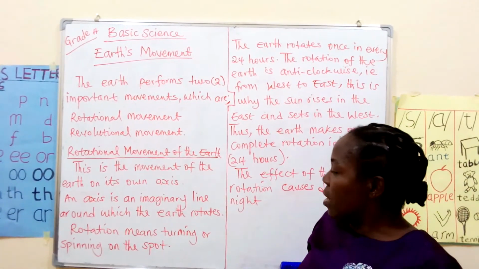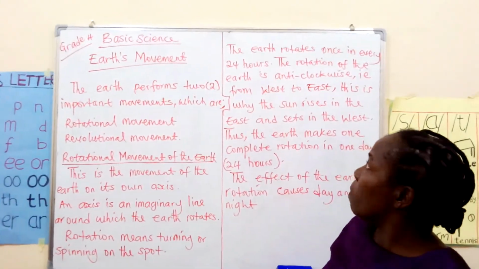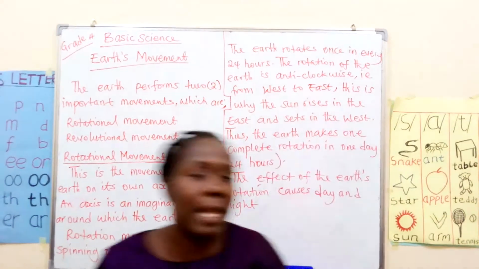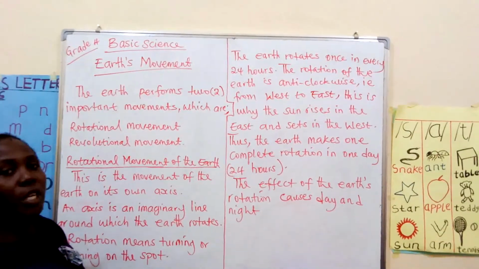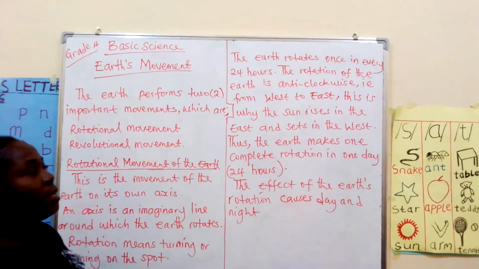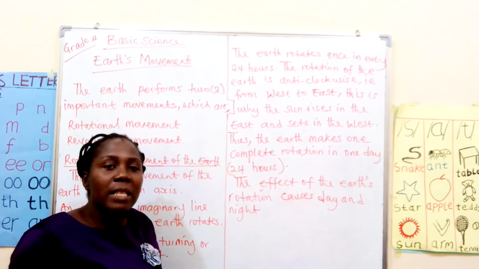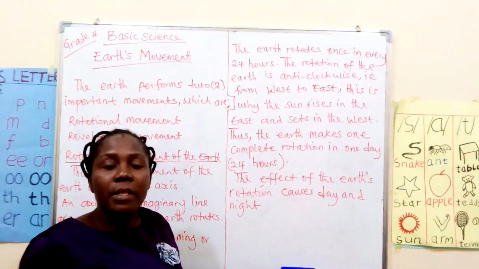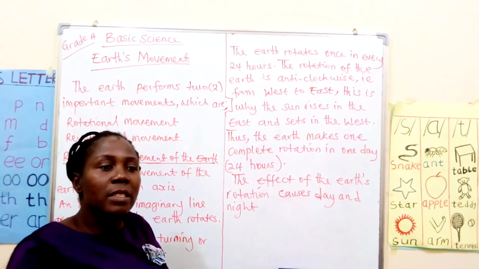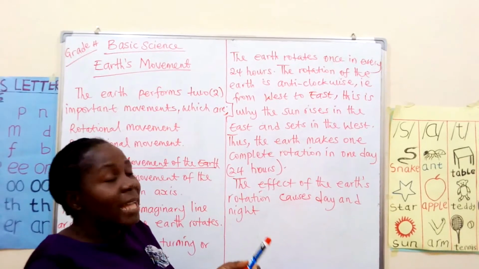So rotation means, as I have explained earlier, turning or spinning on the spot. I have told us that the Earth makes one complete rotation in every 24 hours. What that means is that the 24 hours, which is one day, is what the Earth uses to complete its rotation, that is turning. And we have said that the Earth rotates anti-clockwise.